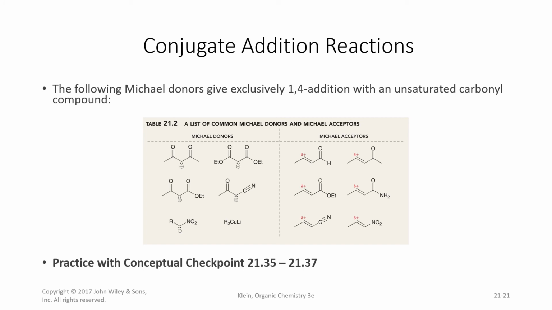This is a chart that gives us a look at the Michael donors. These will exclusively give us the 1,4 addition. This means that the enolate will attack at the beta carbon. So all of these are our Michael donors or nucleophiles, and then we have our acceptors. We see alpha beta unsaturated aldehydes or ketones, alpha beta unsaturated esters, amides, nitriles, or in this case alpha beta unsaturated nitrates. These are our Michael acceptors. Whenever we have conjugate addition reactions of the enolate to alpha beta unsaturated systems, these are called Michael addition.